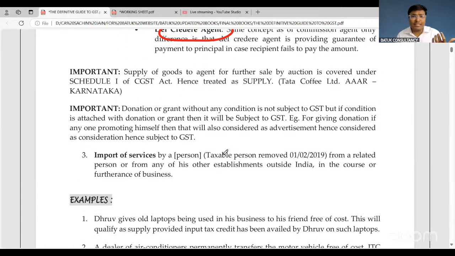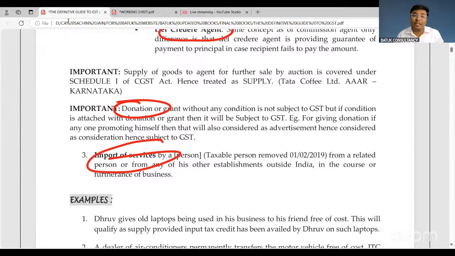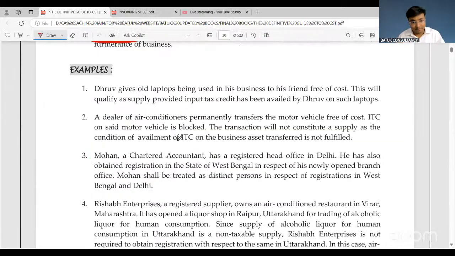Sir, in the case of a Del Credere Commission Agent also, if the commission amount exceeds the specific limit for GST registration, then registration is required. Donation without condition is exempted. But if there is a condition attached to your donation, that condition will be treated as consideration, hence GST will be applicable. Condition equals consideration. And import of services from a person outside India without consideration, but in the course or furtherance of business, is also subject to GST.